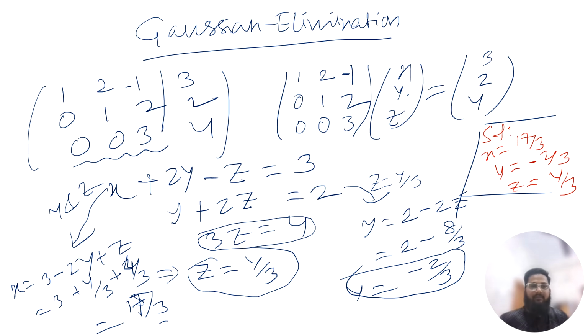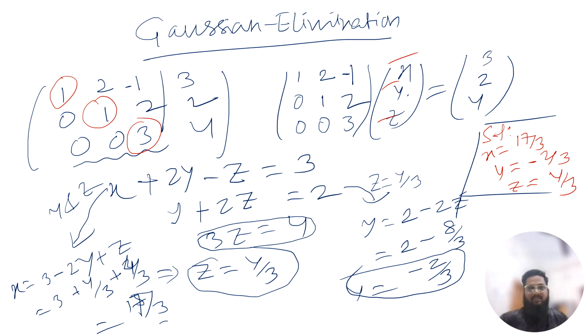Why is it unique? Because the rank of A, that means the number of pivots in the row echelon form of A, is 3, the total also 3, and the number of variables also 3: x, y, z. That's why it has a unique solution, and the solution will be calculated using back substitution.